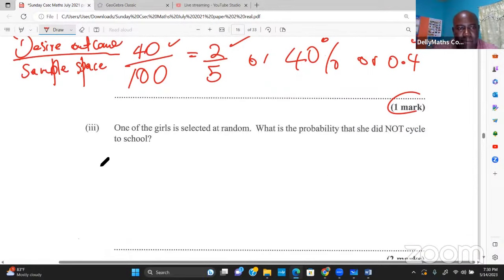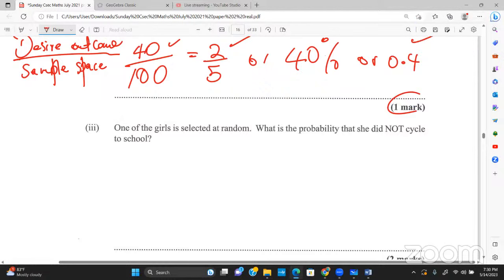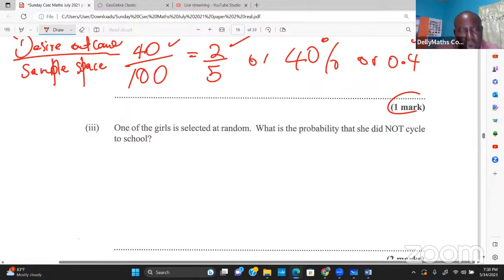Let's go to the next question. This one now is slightly different, right? It focuses on whom? It says on one of the girls. So you're focusing on the girls right now. So one of the girls is selected at random. Not just one student is selected at random. Very specific to the females. So we're picking from the total number of females now, right?